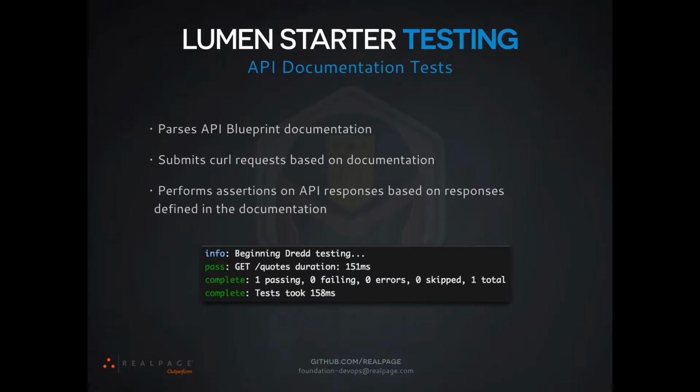And so in this case, it's parsing that markdown file, making the actual request, asserting the response, and in this case, it passed. Failures could happen for a lot of reasons. It could be the API documentation is out of date. It could be that the API documentation says the blog post title should be Mother's Day, but somebody actually changed the seeder and it says Father's Day now.